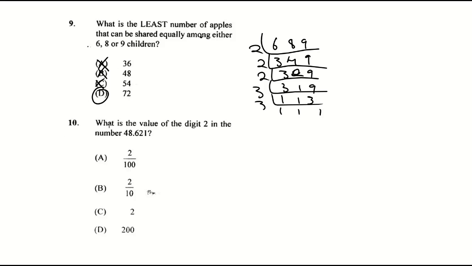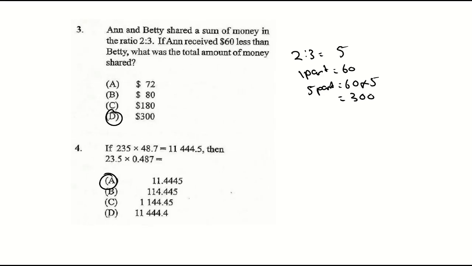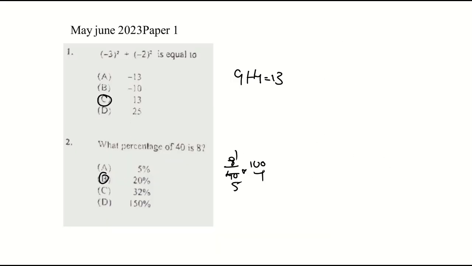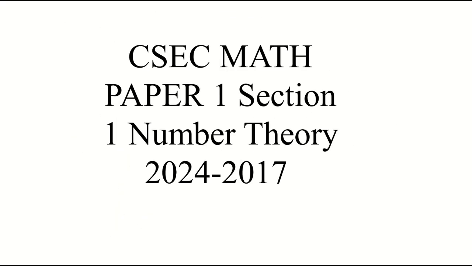Number 10, what is the value of 2? This is 2 over 100. Right? And that is the end of our lecture for multiple choice. Let's just go back to the beginning. For CSEC Maths Paper 1, Section 1, Number 3, 2024 to 2017.